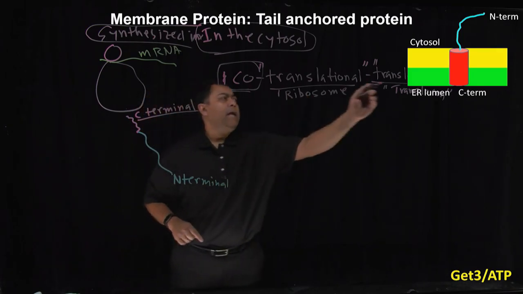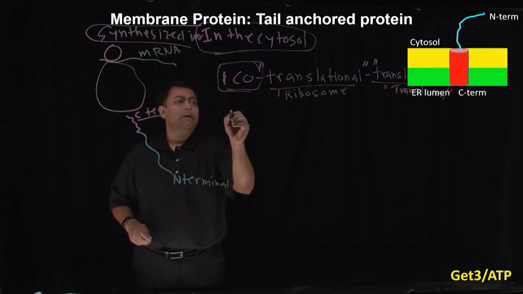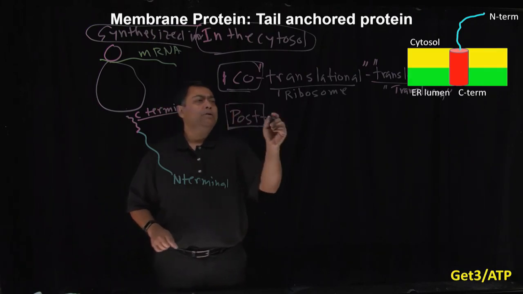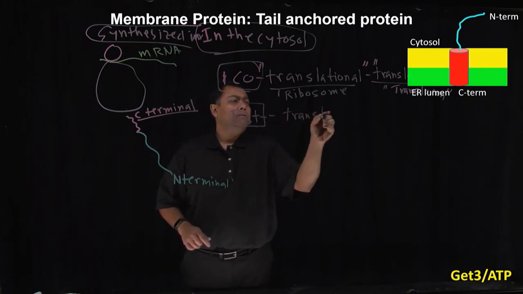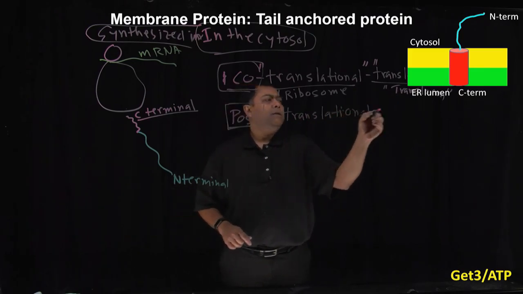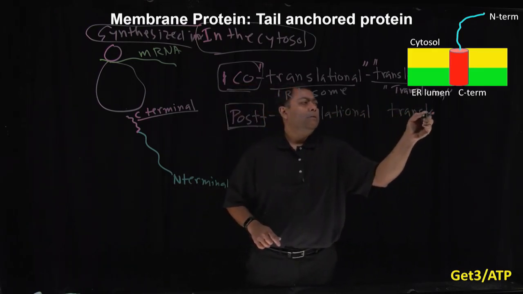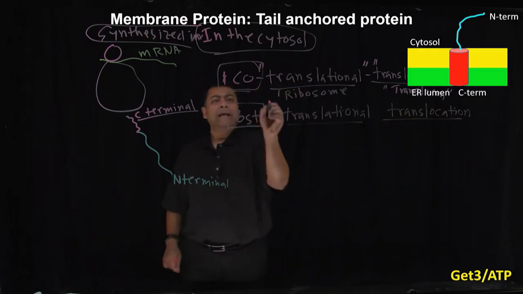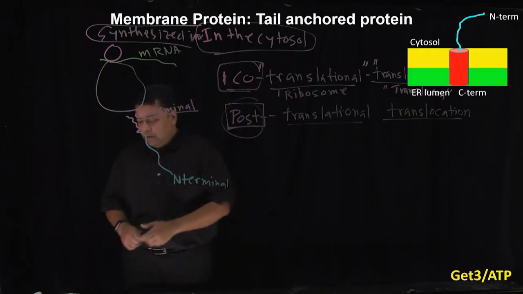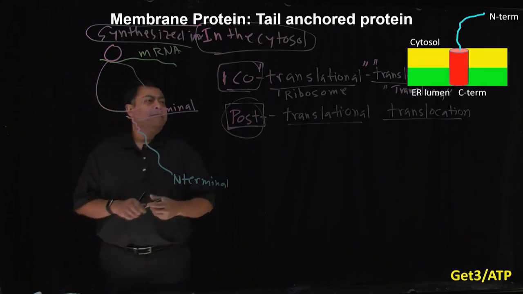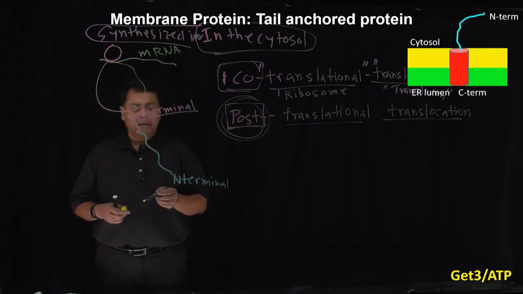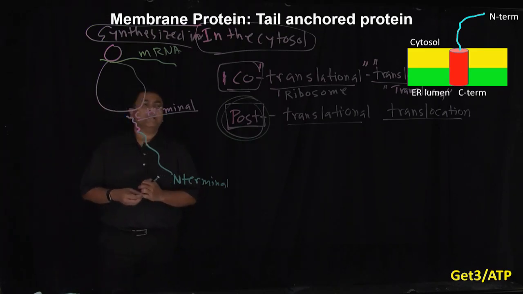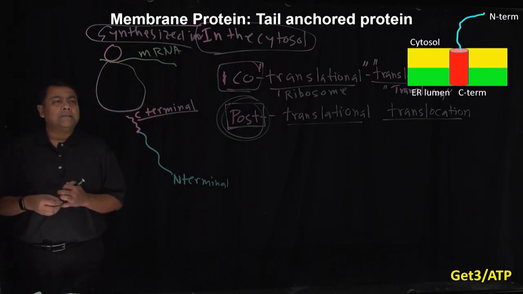So this whole thing changes only for this type of membrane protein, which will be the post-translational translocation. And this will be the main difference. So just make sure that you remember that particularly for the tail-anchored protein, the post-translational translocation occurs. What are the other differences? There are some other differences as well.